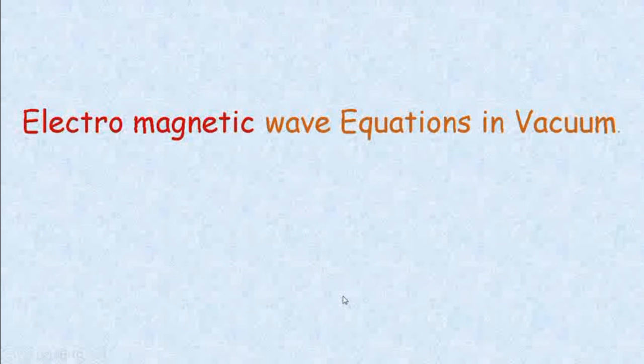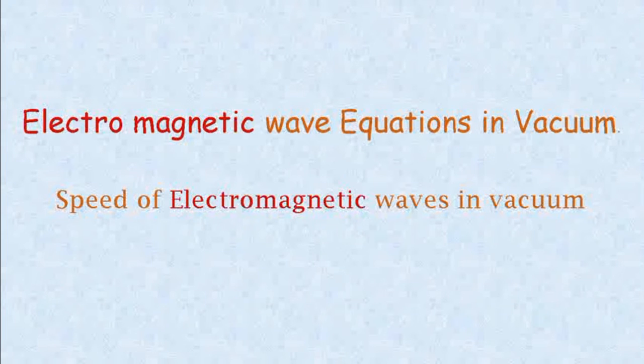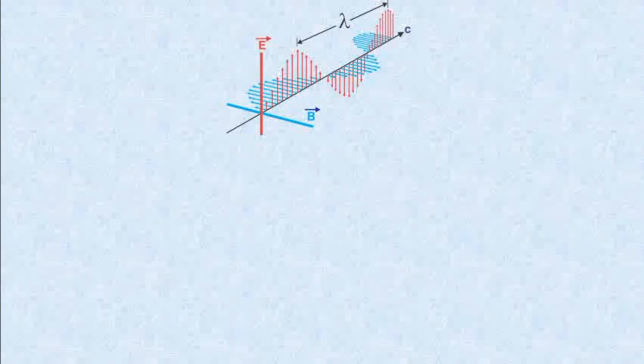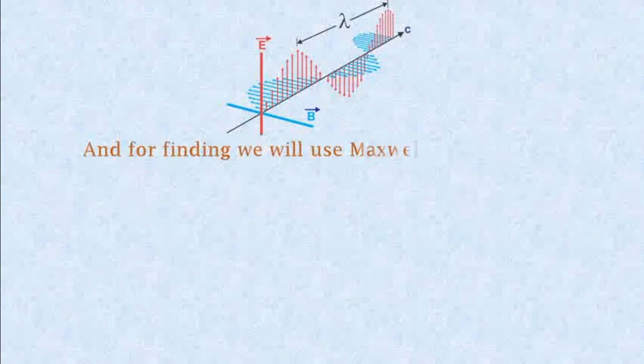Hello everyone, in this video you are going to learn the electromagnetic wave equation in vacuum and what is the speed of electromagnetic waves in vacuum. So let's start. Here you can see electromagnetic waves, and since electromagnetic waves are a combination of electric and magnetic field vectors, to find the electromagnetic wave equation in vacuum we need to find the equations of electric field E and magnetic field B, and for finding this we will use Maxwell's equations.